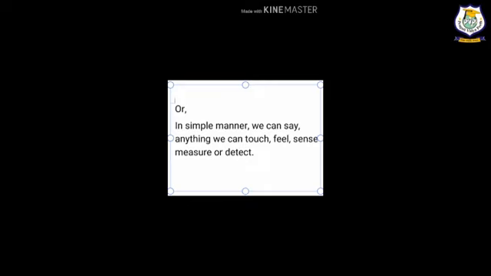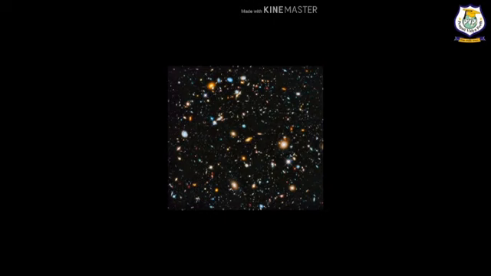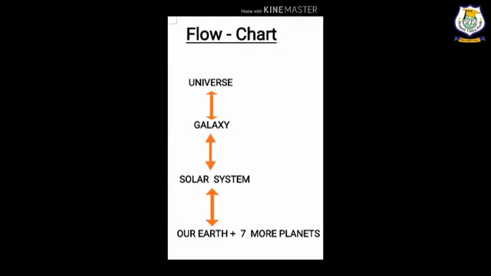Or in a simple manner, we can say anything we can touch, feel, sense, measure or detect. Detect means to notice something that is partially hidden. The universe includes living things, planets, light and even time. Try to understand this with this flowchart.